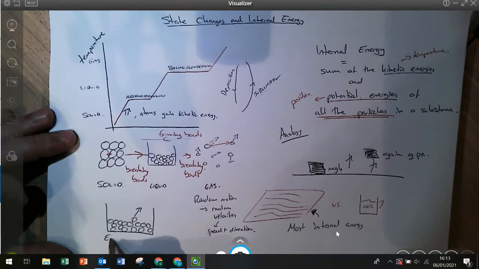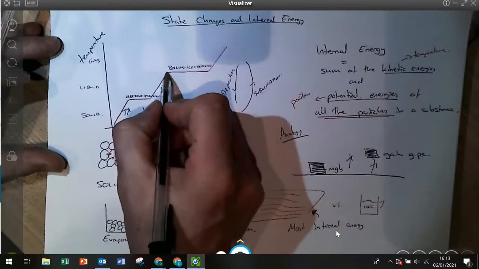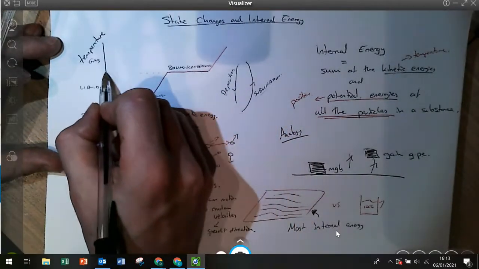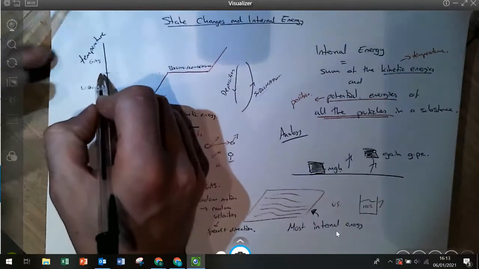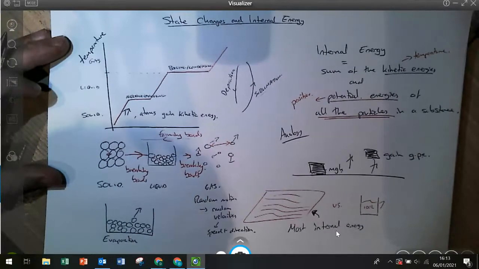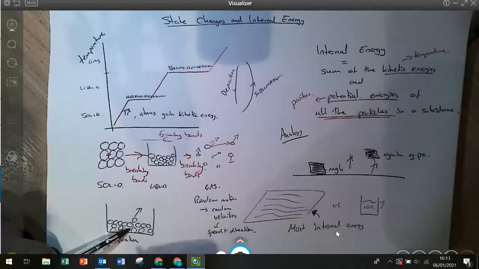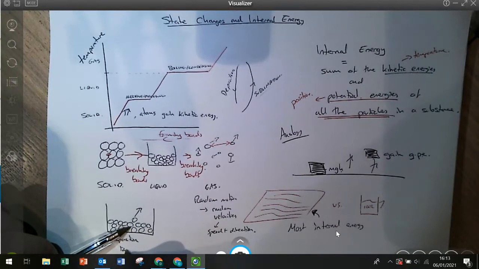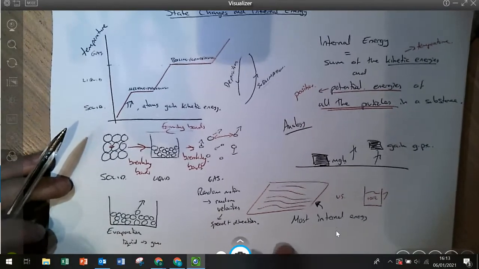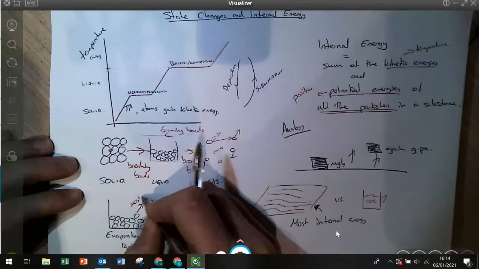evaporation. So evaporation is not boiling. Evaporation happens at any temperature. Boiling is the state change that happens at a substance's boiling temperature. So, for example, water would be 100 degrees, whereas evaporation, a puddle will do that even on a cold day. So what happens in evaporation? We obviously have liquid turning into gas, and we have only the most energetic molecules leaving.